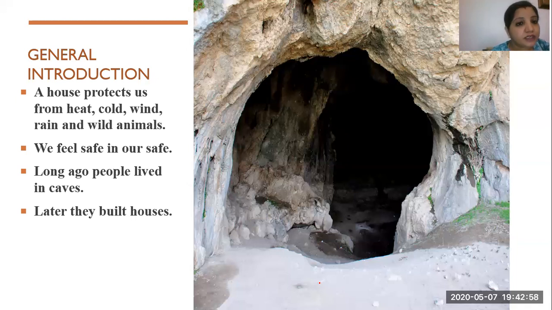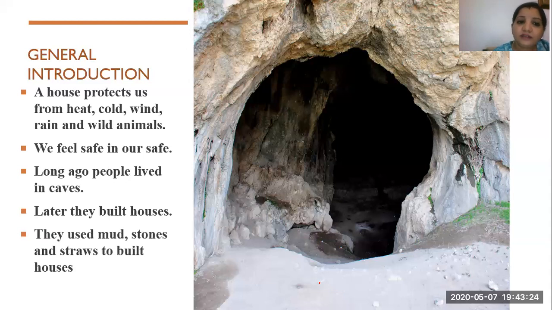And the house protects us from wind, heat, cold, rain, and even wild animals. And it gives us a feeling of safety. Yes, children? And long ago, people used to live in caves, not in houses. And it was quite later that they had started to build houses. So let's continue. And what are the things that they used to make these houses?